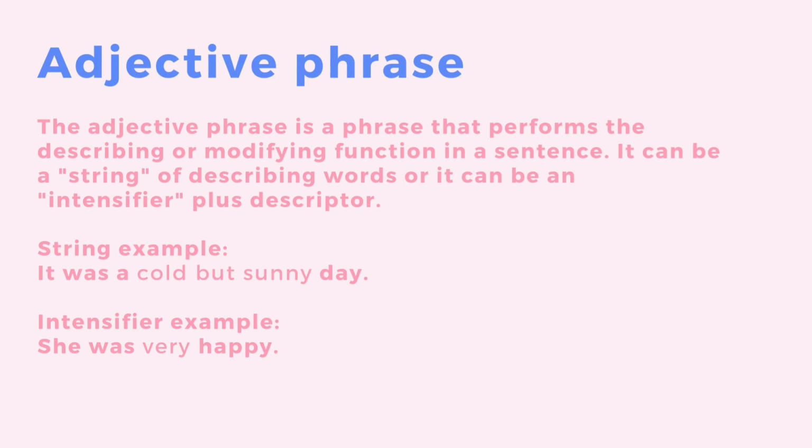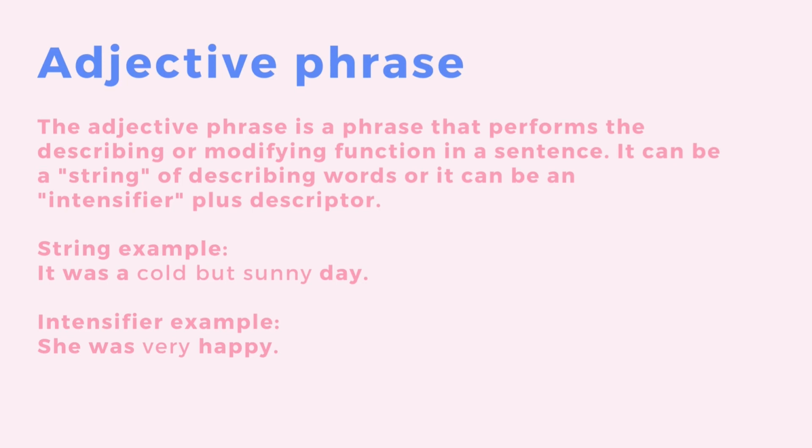Now it can be a string of describing words or it can be an intensifier plus descriptor. An example of a string is: it was a cold but sunny day. Here, the string or the group of words cold but sunny is altogether acting as an adjective for the noun day. And an example of intensifier is: she was very happy.